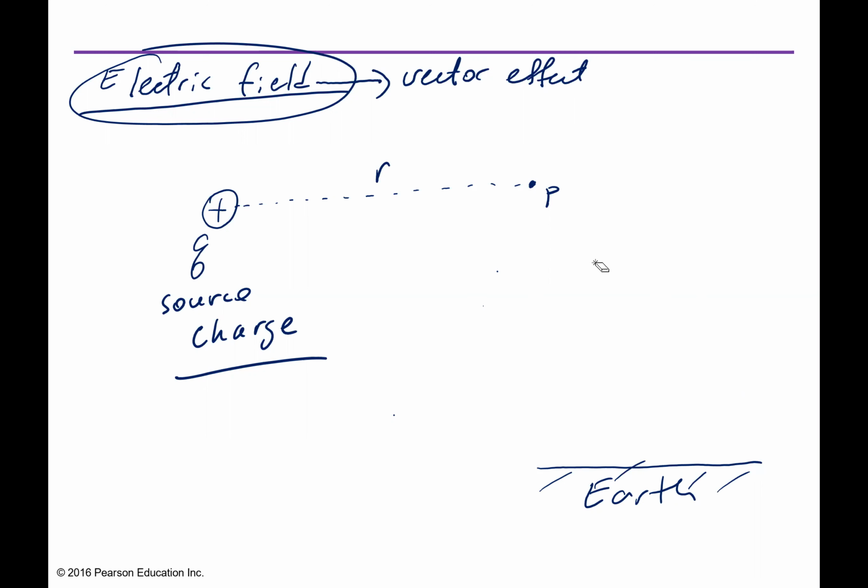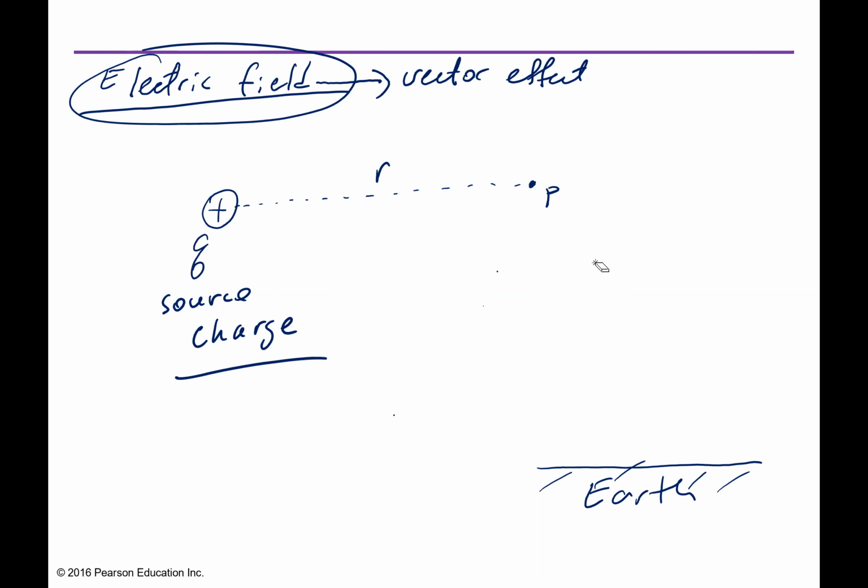Well, Earth affects things in a different way. So the effect here is not electric. Remember, it's a gravitational effect, right? That means it affects other things that have mass. Because what we have here, the gravitational force, is Earth's effect on, let's say, another object with mass.